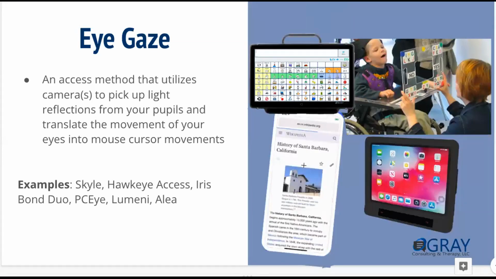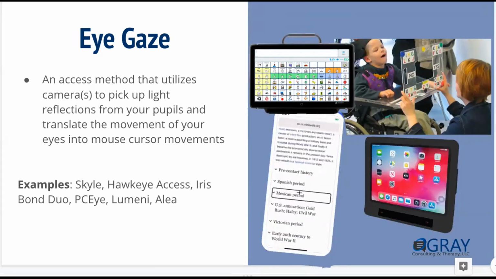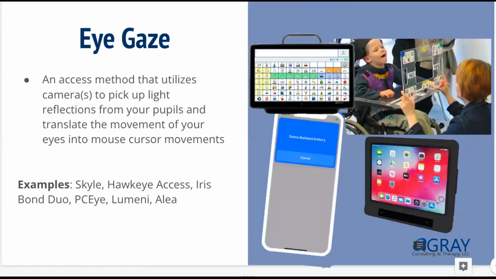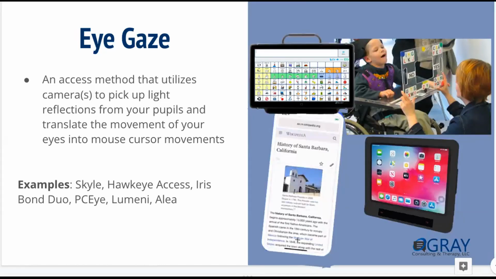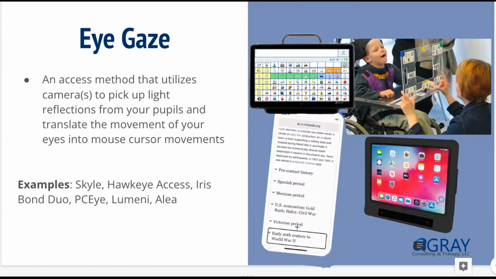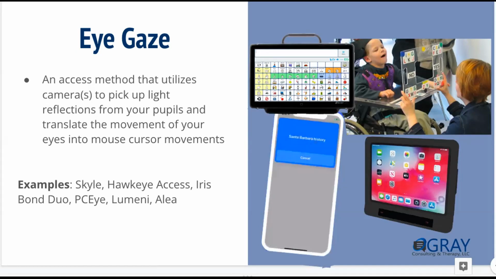Eye gaze is another really great option, closer to direct access. The camera picks up the reflection off the back of your pupils, and it uses an algorithm to translate that movement of your eyes onto the screen as the cursor.